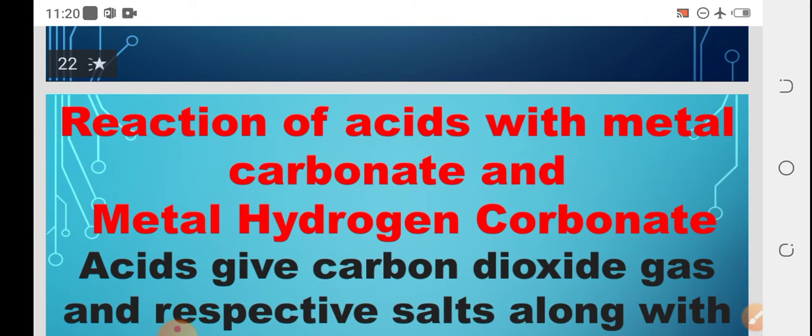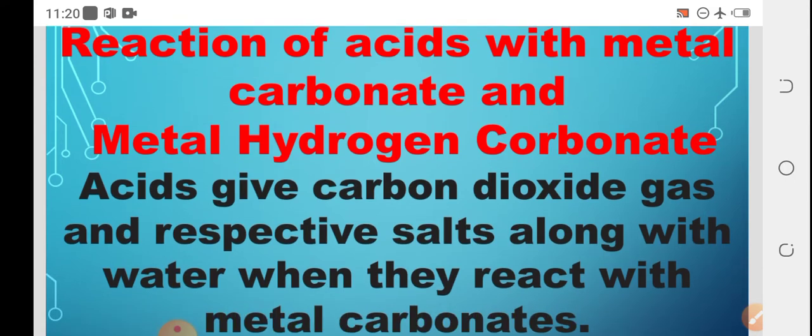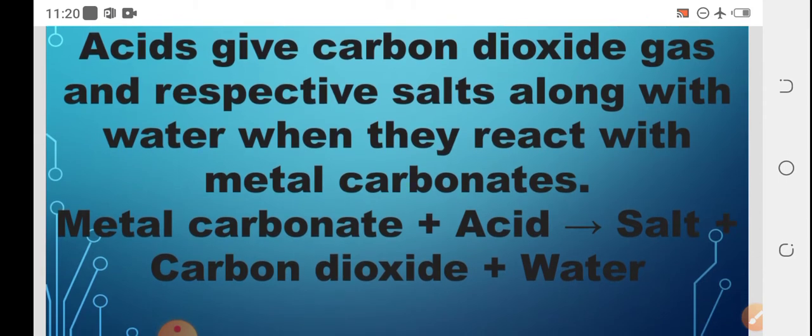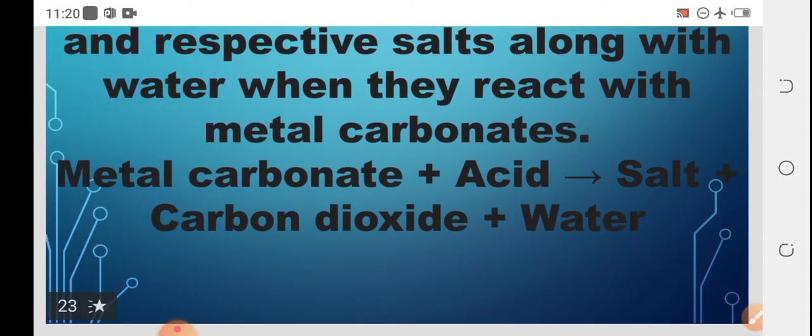Now, the reaction of acids with metal carbonates and metal hydrogen carbonates. Acids give carbon dioxide gas and the respective salt along with water when they react with metal carbonates. When a metal carbonate reacts with an acid, it forms salt, carbon dioxide and water.